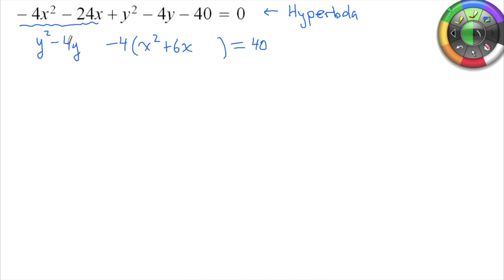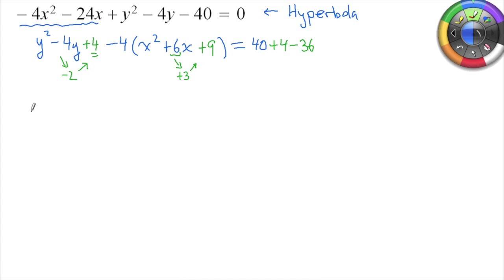So half of the coefficient of the y term here is negative 2. Square it, we're going to get positive 4. There's nothing funny happening to it. There's no multiplying factor out here. So I'm just going to add 4 to the other side. Here, the coefficient of x is 6, so I'm going to take half of that, which is positive 3. Square it, that's positive 9. But in this case, I do have a multiplying factor of negative 4. So negative 4 times 9 is negative 36. So over here I'm going to have to subtract 36.